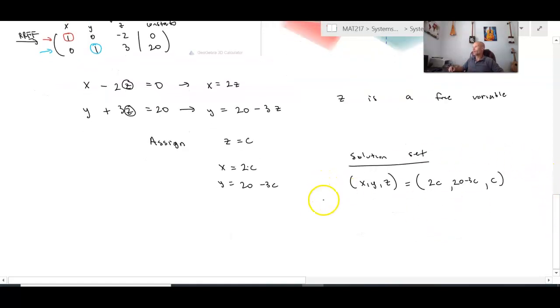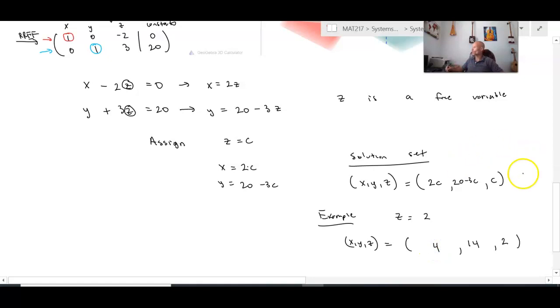All right, let's look at an example, a possible solution here. Let's say that we pick z to be 2. If we picked z to be 2, we're just trying to produce one possible solution of those infinitely many solutions that we can pick. Z could be any value that we desire. That means that if we put in 2 for z, y will have to be 20 minus 3 times 2, or 20 minus 6, or 14. And x will have to be twice that value, which would be 4.